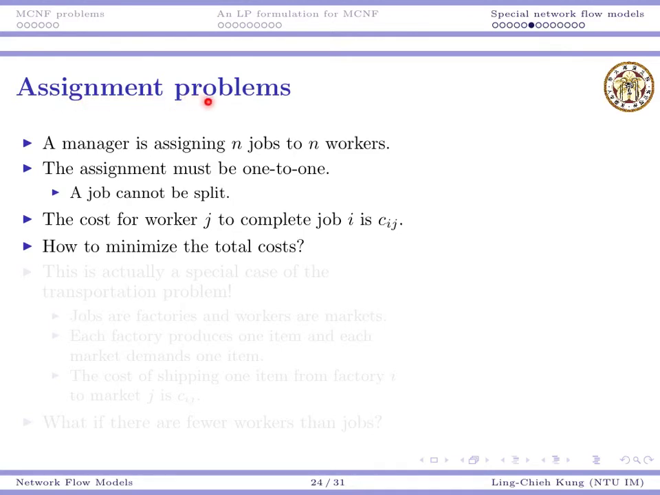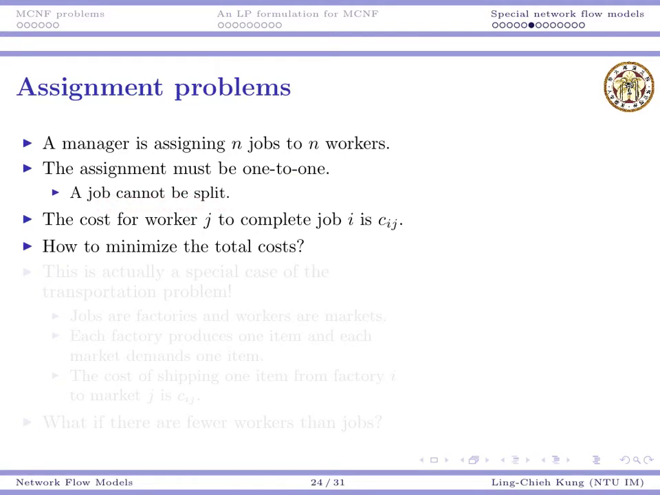Now let's talk about another problem, which is the assignment problem. Now it has nothing to do with products and routes. It's about jobs and workers. Suppose I have n jobs that should be given to n workers. An assignment must be one-to-one. That means one job is assigned to exactly one worker. You cannot assign two jobs to one worker. You cannot assign one job to two workers. In particular, a job cannot be split.